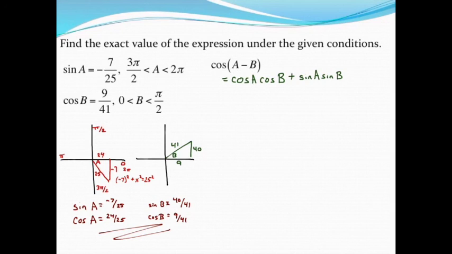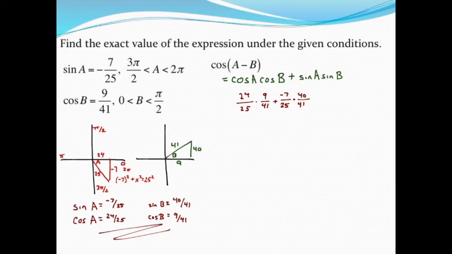So to finish this problem, let's just plug these values in and simplify. So the cosine of angle A was 24 over 25. The cosine of angle B was 9 over 41. The sine of angle A was negative 7 over 25. Just be careful when you do this part. It's very easy to make a mistake because there's so many numbers you're looking at. Just look carefully, be patient.